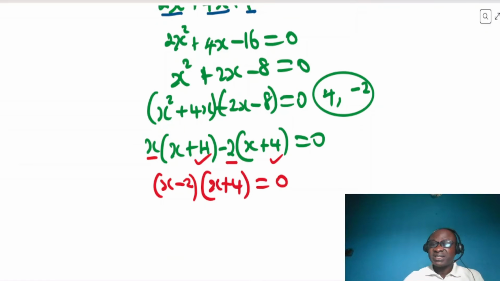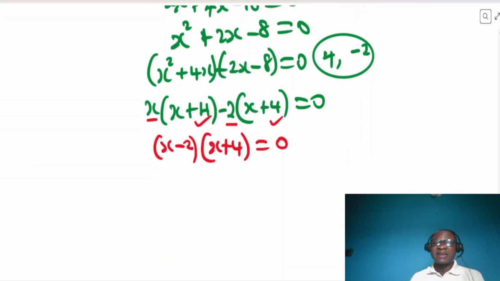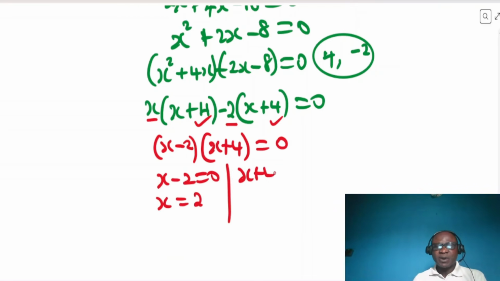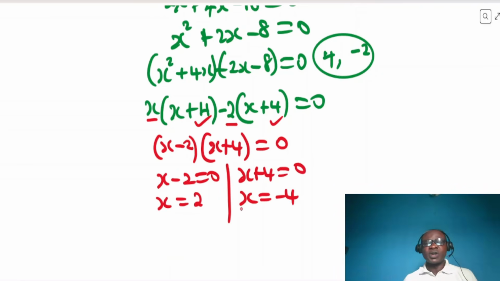See, it is still the same quadratic simultaneous equation, but this one now differs from the previous ones. Therefore, x minus 2 is equal to 0, making x equal to 2. Again, x plus 4 is equal to 0, making x equal to minus 4. I have gotten two values of x.